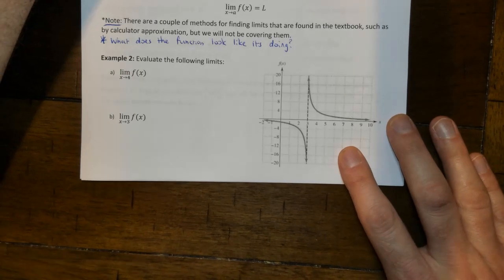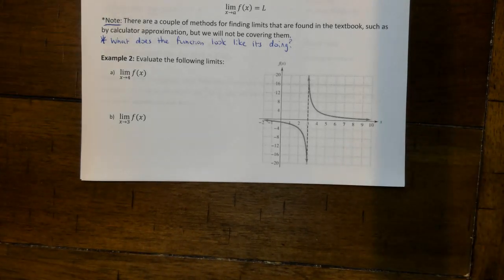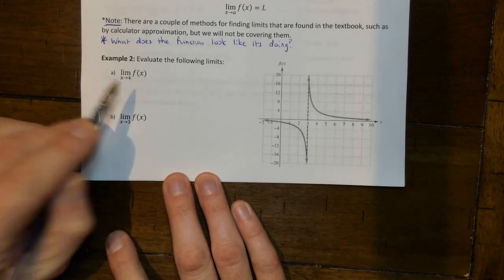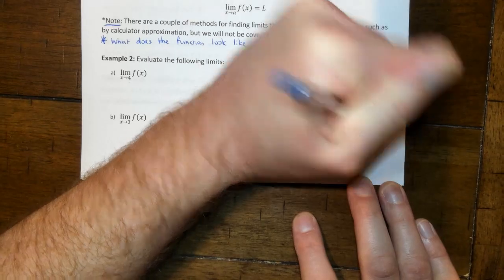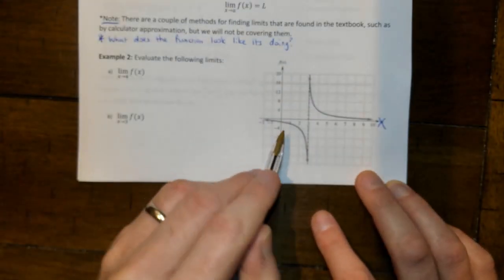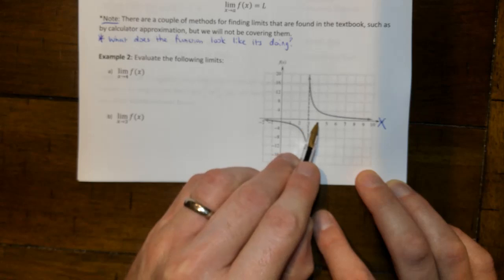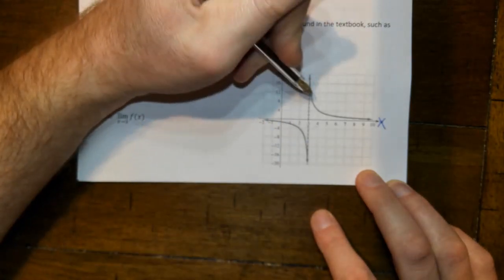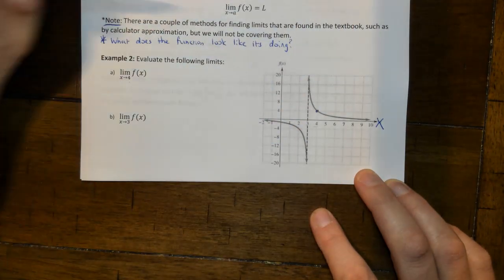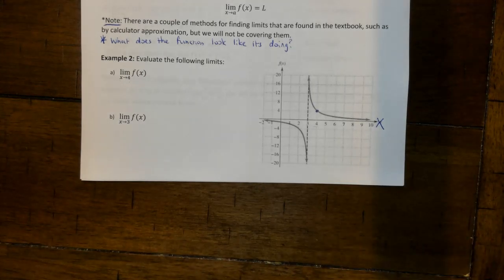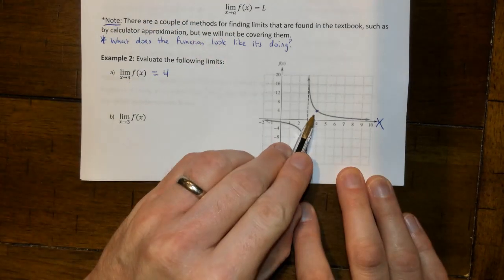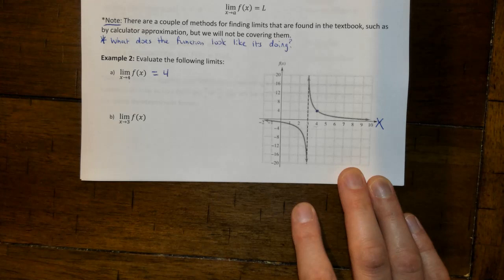Example 2, we want to evaluate the following limits. Again, the most important thing with limits, graphically speaking, is what does it look like it's doing? So for part A, we want the limit as x goes to 4. Again, we have our x-axis right here, so we're just looking one-dimensional on this number line. As we get closer and closer to 4, what does our graph look like it's doing? Our graph looks like it's going to 4. And since it's nice and clean and in front of us, that's our answer. It's going to 4. When x is 4, y happens to be 4. Easy peasy.